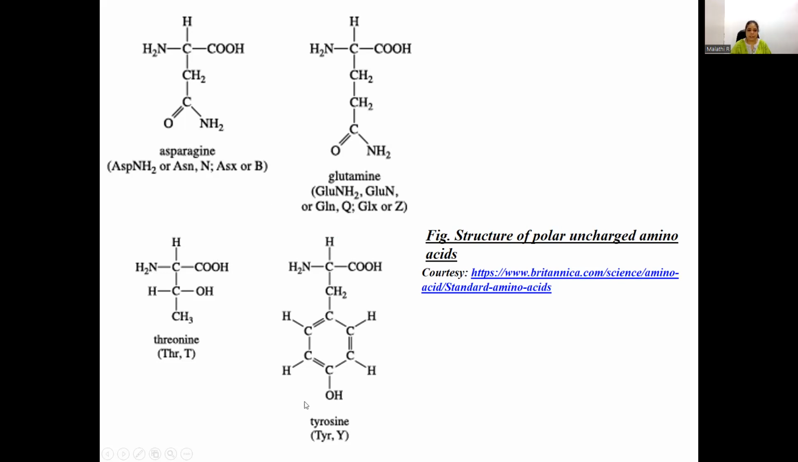In the case of threonine and tyrosine, threonine has CHOH followed by CH3. The rest will be the same: amino group, acid group, and H. In tyrosine too, the amino group, acid group, and H are the same, whereas the R group is CH2 with a benzene ring and OH. CH2, benzene ring, and OH is the structure of tyrosine. You can remember the simpler ones by their R groups, practice, and remember.